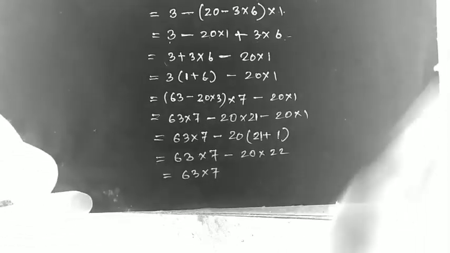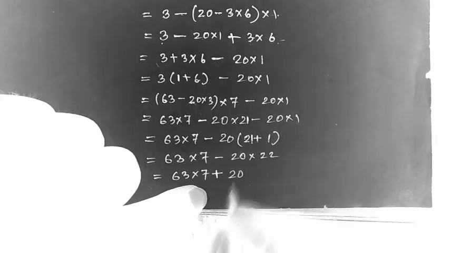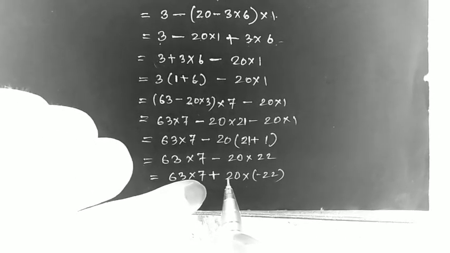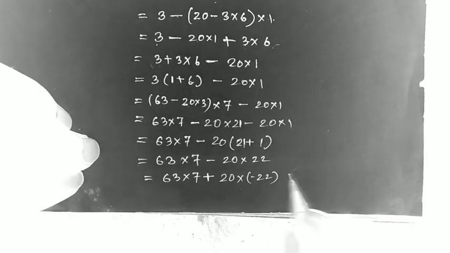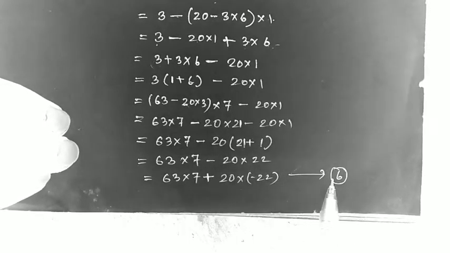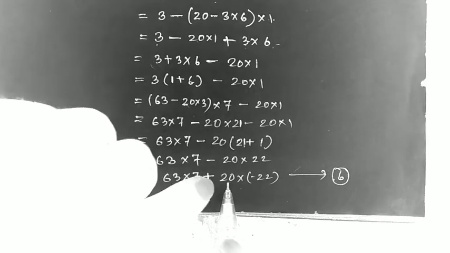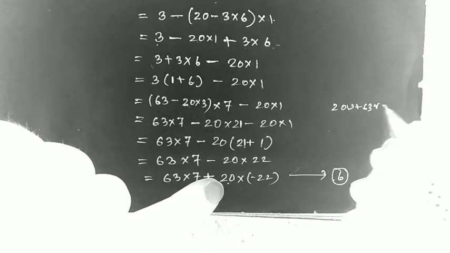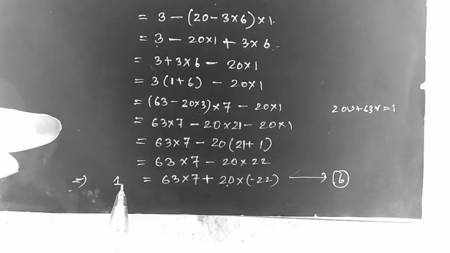It is almost finished. The first question is quite long, and the other questions will be short. Don't worry. Yes, 63 into 7 minus, here again see 20 is getting common. So if we take 20 common, here remains 21, no? And here it will be 21. As minus is common, so it will be plus. Now 63 into 7, and here minus 20 into 22.